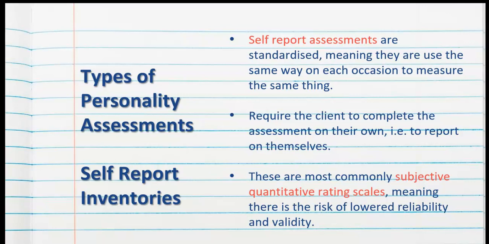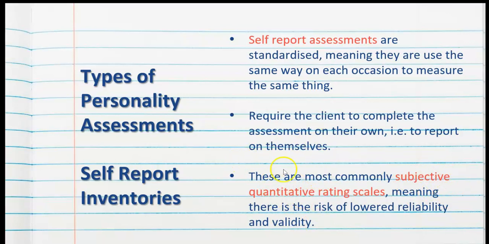So when we use personality assessments, it's the same concept. We are measuring the same thing, which is personality traits and characteristics, and they're used the same way to provide a standard of whereabouts on different scales or criteria a person sits regarding their behavior. They require the client to complete the assessment on their own, hence to report on themselves. Self-report inventories are most commonly subjective quantitative rating scales. So we know that they're subject to the individual's own bias, but they are measured in number form.